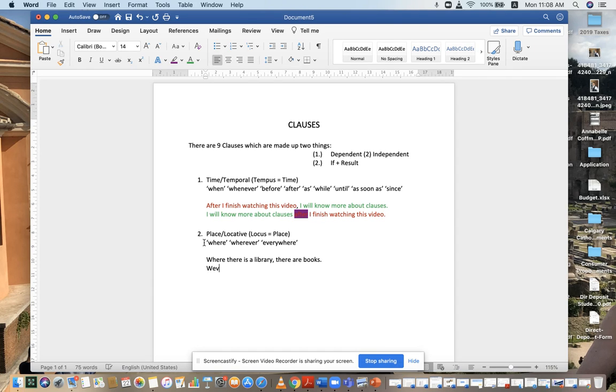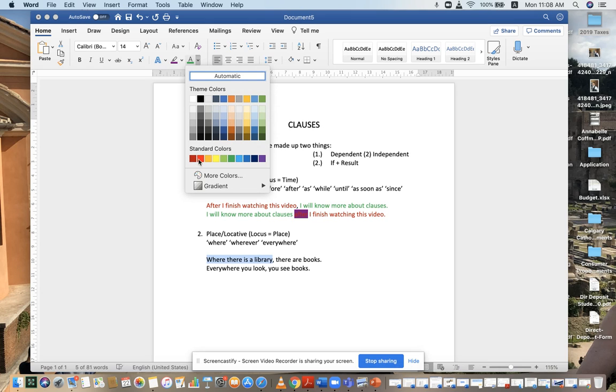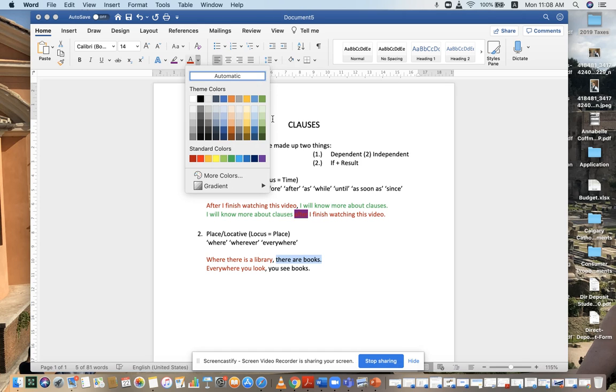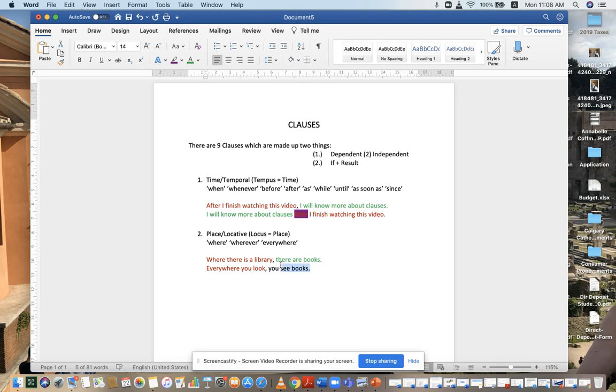Okay? You can also say everywhere you look, you see books. Okay? And notice that once again, where there is a library, you probably guessed this right, there's our dependent clause. Everywhere you look, again, another dependent clause. And then we have our independent clause, which is there are books and you see books. Okay? And once again, if we reverse the order, we don't need that comma in the middle.